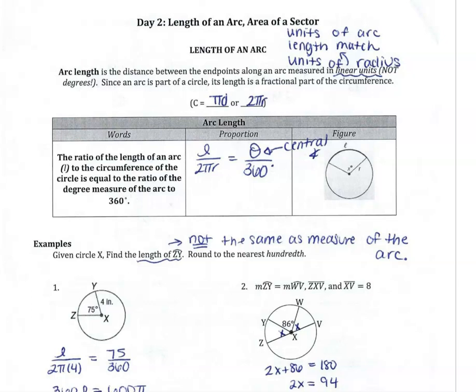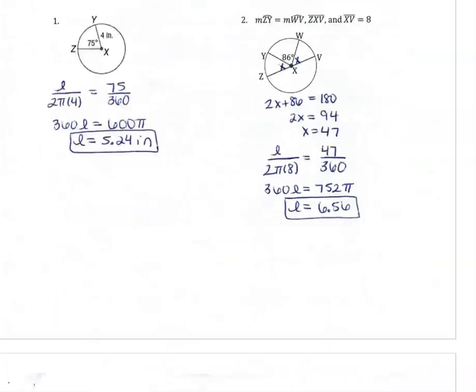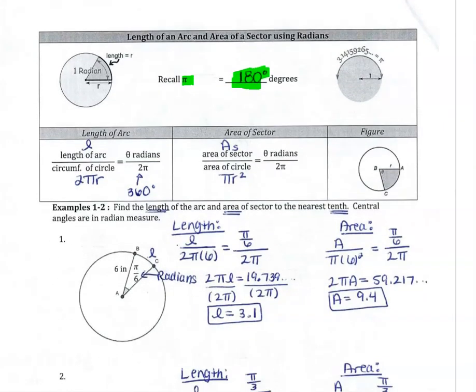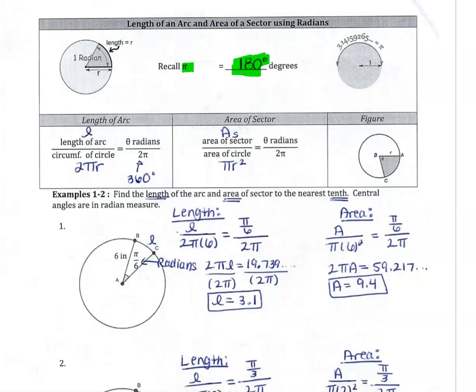Hi guys, this video is a continuation of the day 2 notes where we went through the first 2 pages in the other video, and now we're on the 3rd page. So we're still doing the same formula to figure out length of an arc and area of a sector, except for the central angle will be in terms of radians as opposed to degrees.